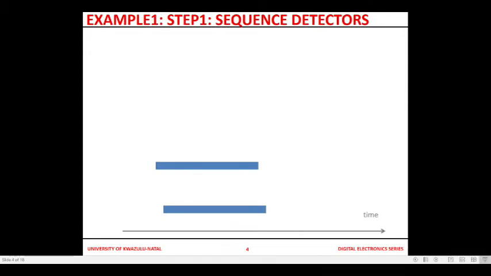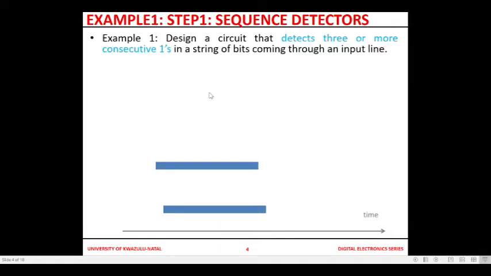So let's start with sequence detectors, the design of sequence detectors. Design a circuit that detects 3 or more consecutive ones in a string of bits coming through an input line. The first step is understand your problem. You've got an input line, you've got an output line, and you've got your control system. Bits are coming in serially, one by one. When you detect a sequence of 3 or more consecutive ones, your output should be high. It should be low otherwise. So understand the problem and get the specifications.